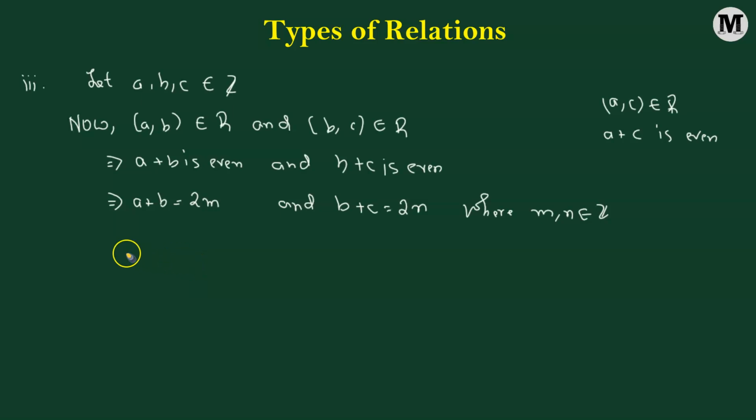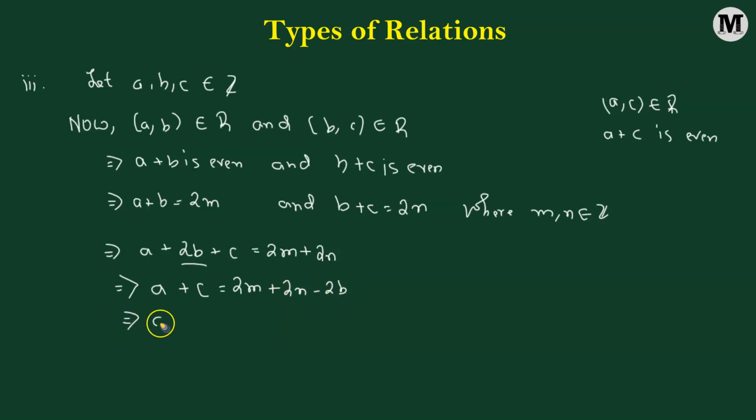Now let's add both of the two equations. So we get a plus 2b plus c, which is equal to 2 times m plus 2 times n. We're going to transpose 2b to the right-hand side such that we get a plus c equals 2 times m plus 2 times n minus 2 times b. Now we're going to factor out 2 from each of the three terms on the right-hand side. We get 2 multiplied by (m plus n minus b). Now m and n are integers, and we have considered b to be an integer as well. So m plus n minus b is going to be some integer. We don't have to worry about it.